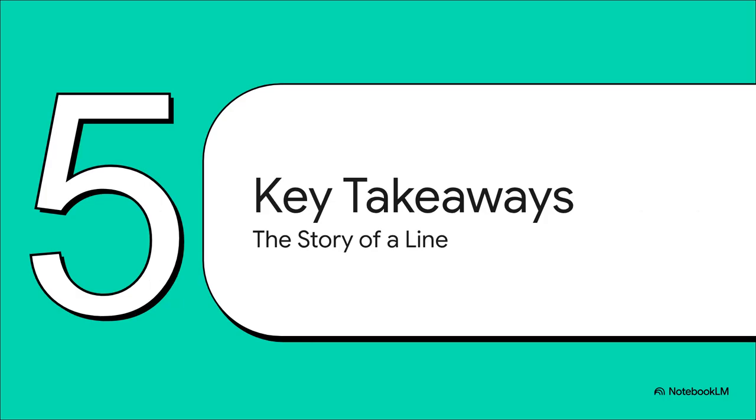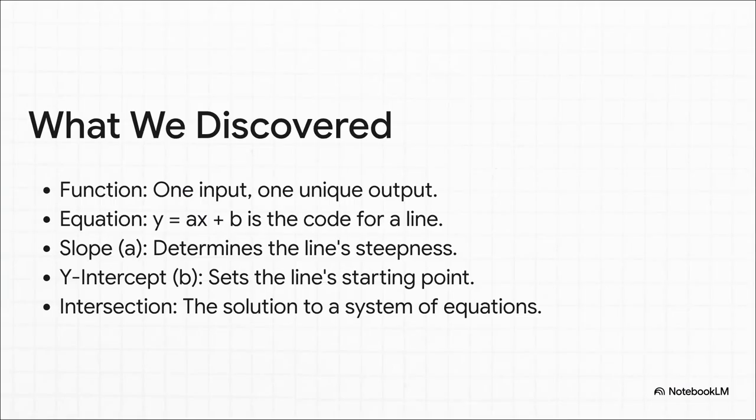So let's just quickly run through the key steps of this whole story, from a boring old equation to an awesome, meaningful picture. The story is actually pretty simple, right? We started with that one core rule, the function, which makes sure our pictures are predictable. Then we used that rule to crack the secret code of a line, y equals ax plus b, learning that a sets the steepness and b picks the starting point. And then, the real magic happened when we saw that the spot where two lines cross is the hidden answer to an algebra problem, basically turning that problem into a treasure map.